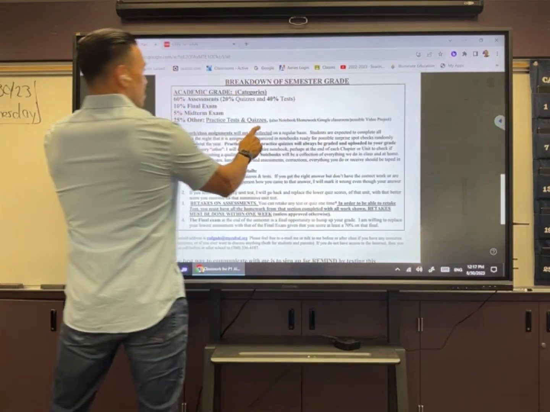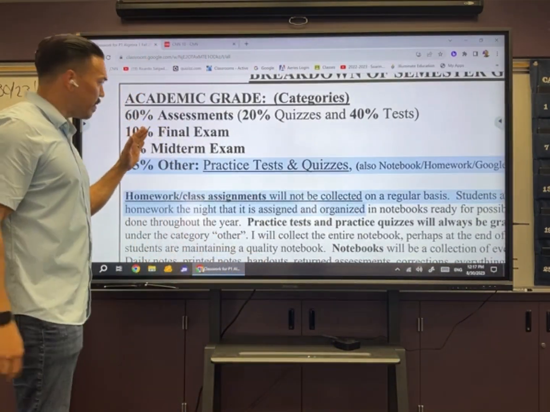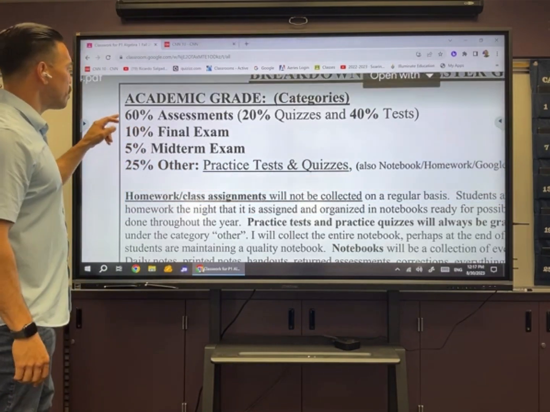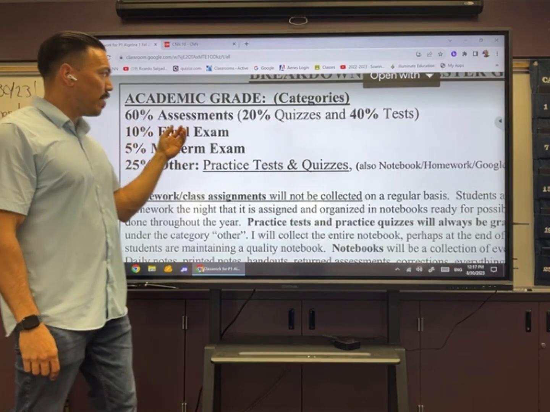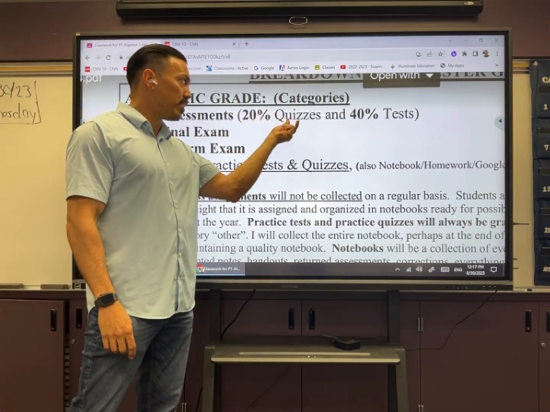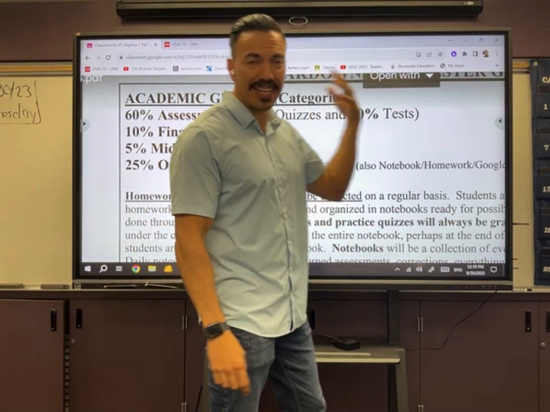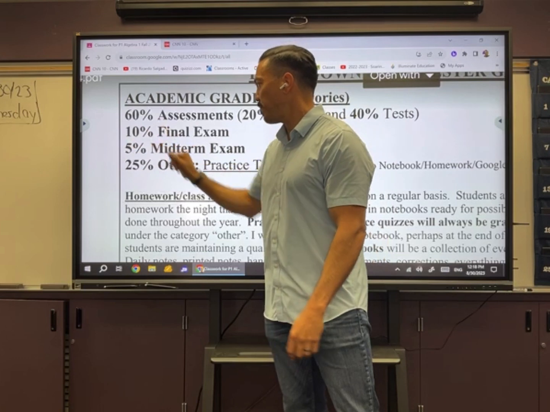But we might as well, since I have it open, talk about the academic grade. Very important stuff right here. 60% of their academic grade is based off of some type of quiz or test. Specifically, 20% of their grade is quizzes and 40% of their grade is tests. Very important, right? Only 10% on final, 5% midterm.